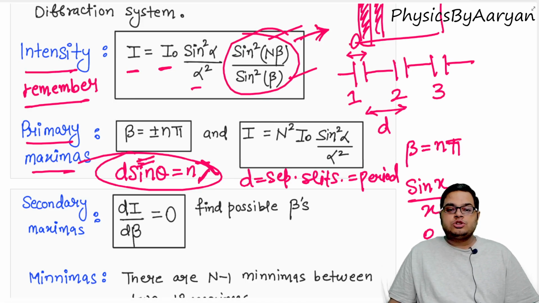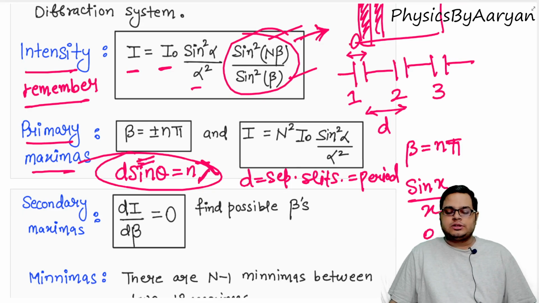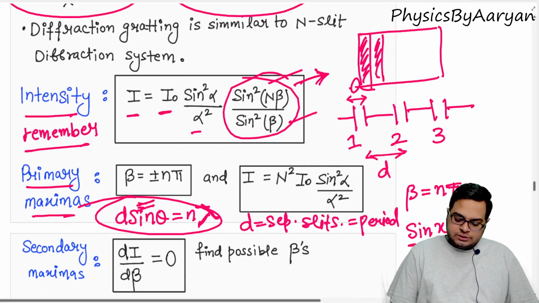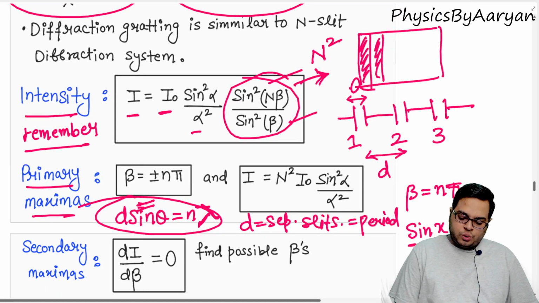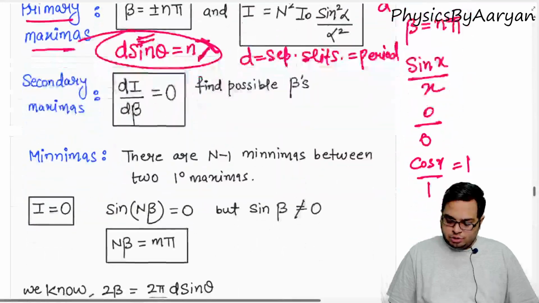So if beta equals plus minus n pi, what we learn from here is d sine theta equals n lambda, where n is 1, 2, 3, 4, 5 or plus minus 1, plus minus 2, plus minus 3, or 0 as well. This thing becomes maximum. How much is this value? This value will be N square. You can use L'Hopital's rule and prove it. That will be your homework. So you find this limit.